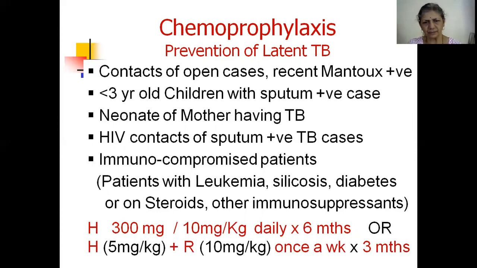So INH should be 15 milligrams per kilogram. It's a higher dose of INH, and rifampicin 10 milligrams per kilogram once a week for 3 months. That's the treatment strategy for chemoprophylaxis if we use INH plus rifampicin. Please note there's a correction in the slide. INH for this once a week treatment is 15 milligrams per kilogram and not 310 milligrams per kilogram. Okay, and rifampicin is 10 milligrams per kilogram.